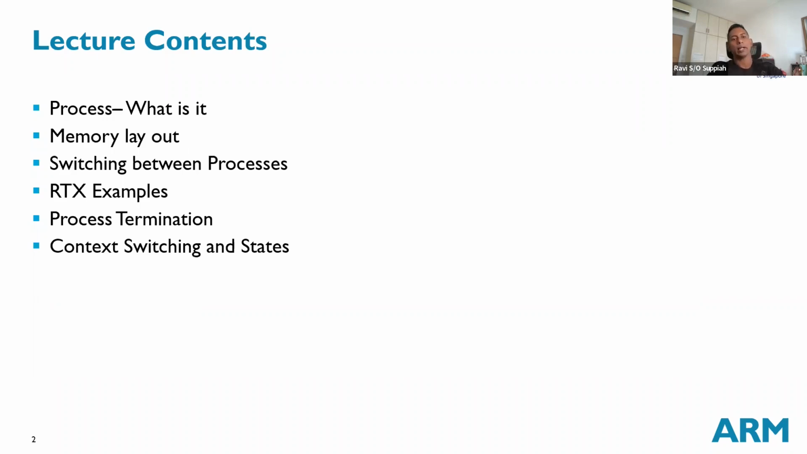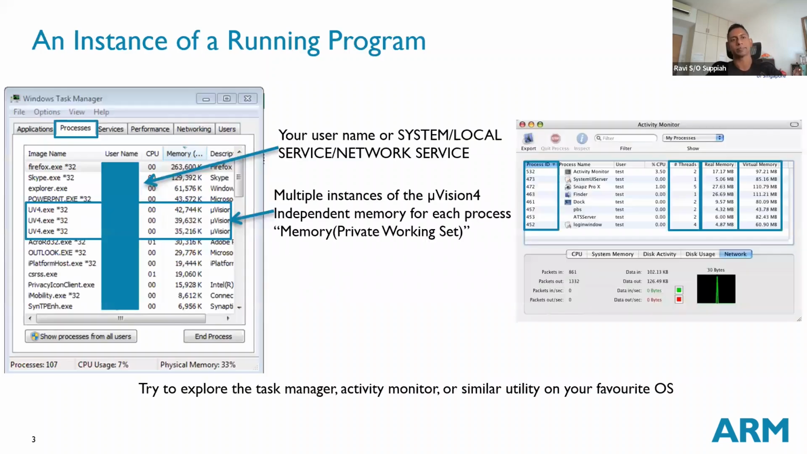examples. And then from there you will understand the very important concept, which is the context switching and the states. This is very important because we need to fully understand how the multiple tasks that we create are actually managed by the OS. So what exactly is a process? A process is basically an instance of a running program.